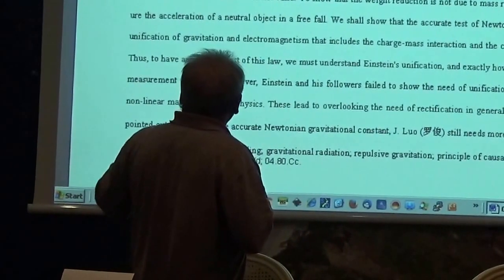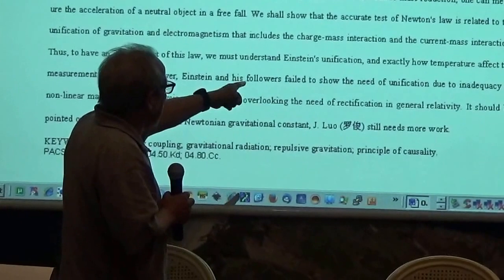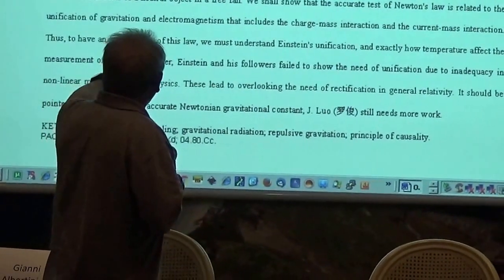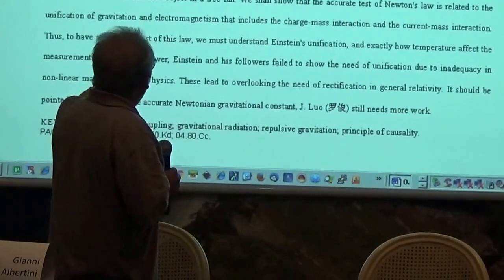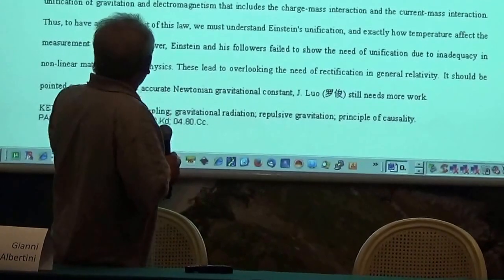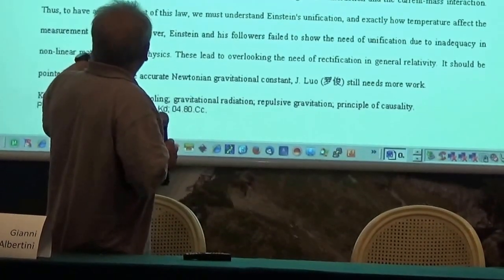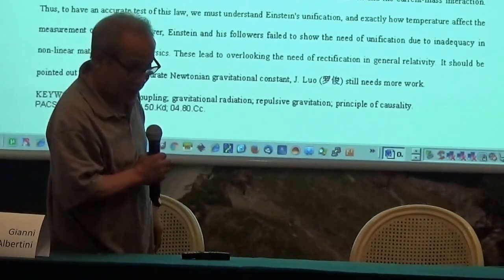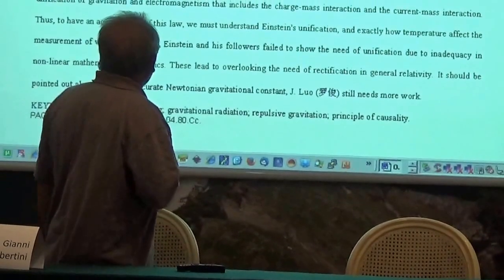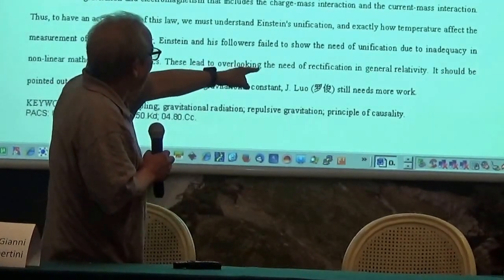Thus, to have an accurate test of this law, we must understand Einstein's unification and exactly how the temperature affects the measurement of the weight. However, Einstein failed to show the need of unification due to an inadequate understanding of nonlinear mathematics and physics. Einstein was also wrong in physics, not only in mathematics. This leads to overlooking the need of unification in general theory.